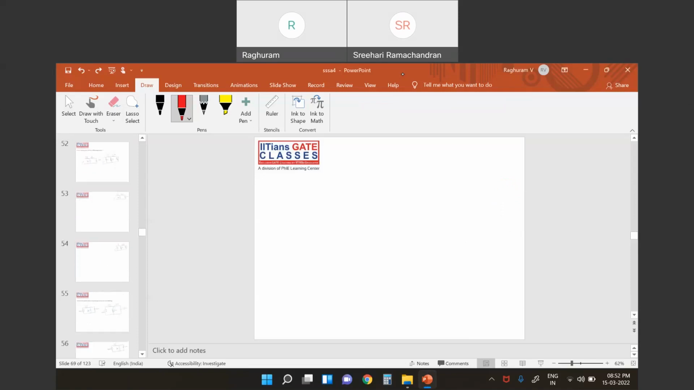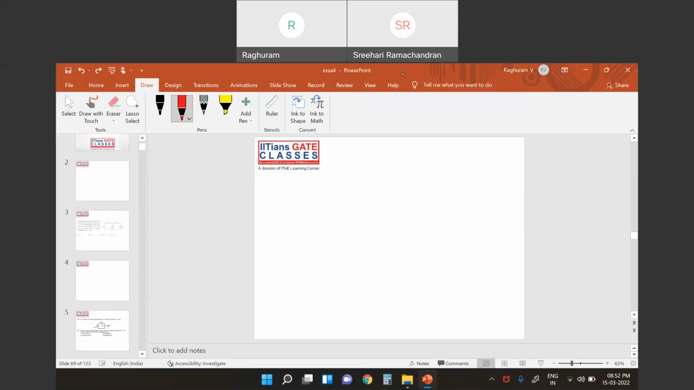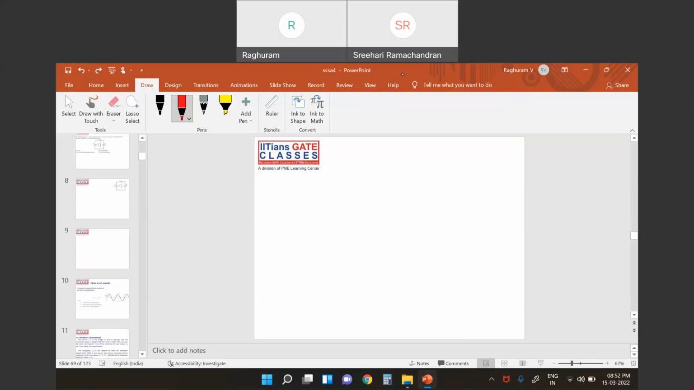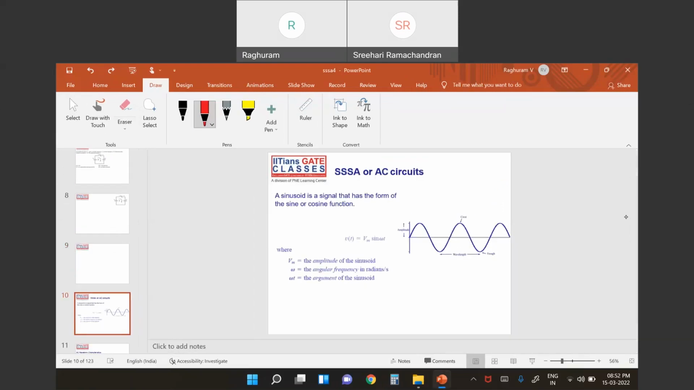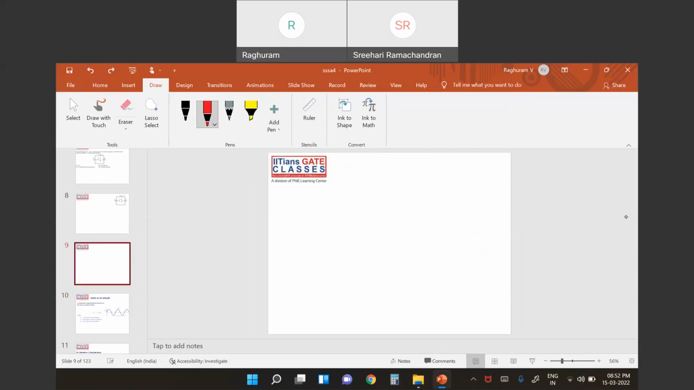So in the last class, we were discussing transients, first order circuits and second order circuits. A quick review. Transients mostly you'll get from first order circuits, and as I told you, you'll mostly get from second order circuits.